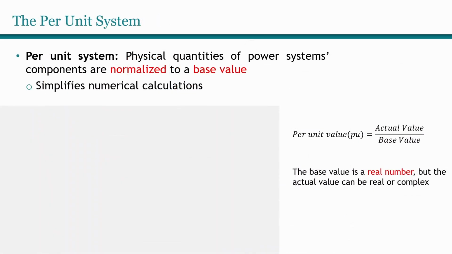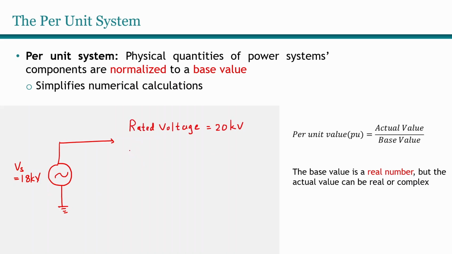Enter the per unit system. The per unit system is simply a way of normalizing power system quantities to a given base value, which can greatly simplify numerical calculations. Let's take a voltage source like a generator like this for example. It is rated at 20 kilovolts but operating at 18 kilovolts. Hence, we can simply get the normalized value of the operating voltage by dividing it by the rated voltage. Simply put, this is the per unit value of the operating voltage. As you can see, per unit value is dimensionless.